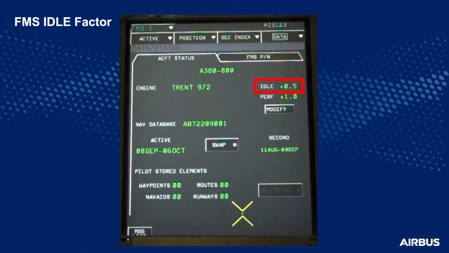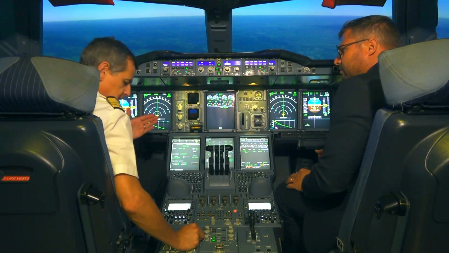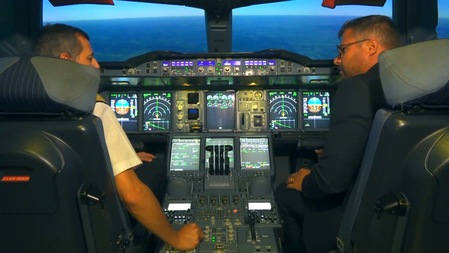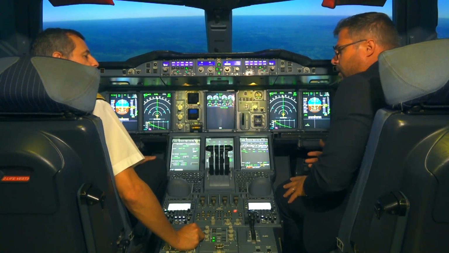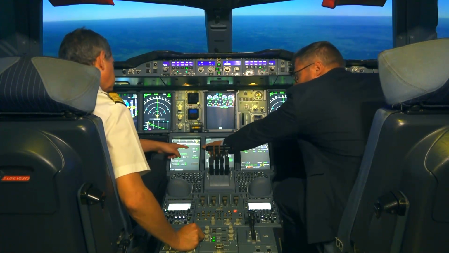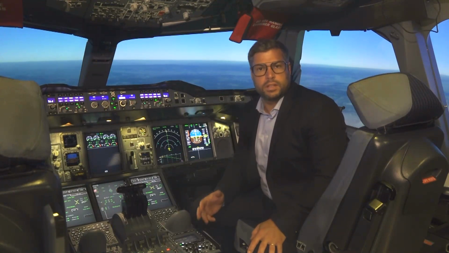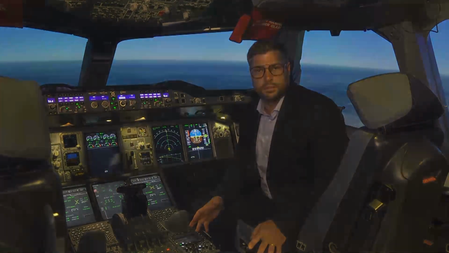Yes, exactly. But how can this value in my FMS explain the need to use the speed brakes to follow the FMS descent flight path? I can answer you, but first I need to explain to you what is the idle factor. The idle factor is about the vertical descent profile of the FMS.